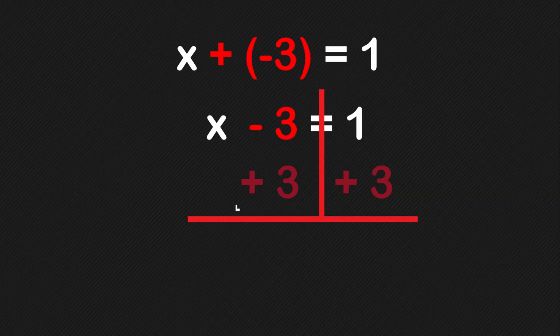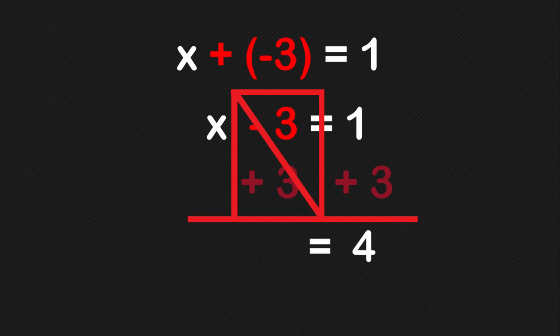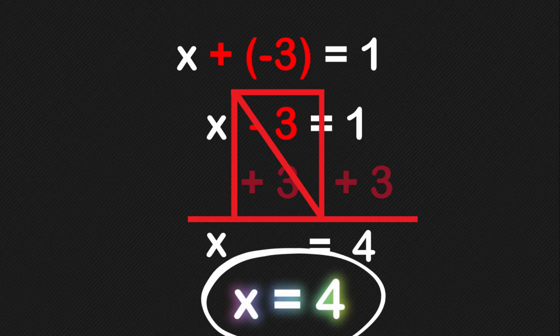We already know that minus 3 and plus 3 are opposites, so they will cancel out. And the only real calculation we have to do is 1 plus 3, which is just going to be 4. Once again, we just bring down our x, and we can see that x equals 4.